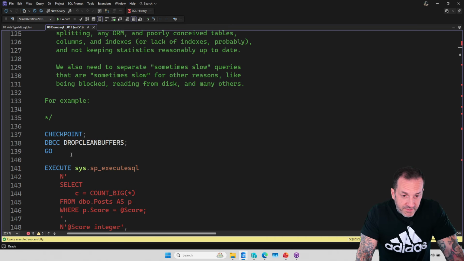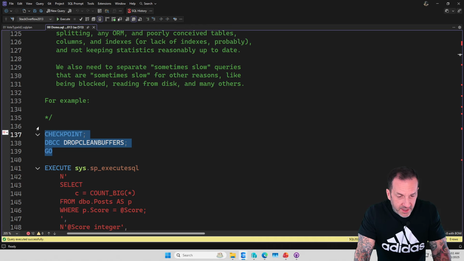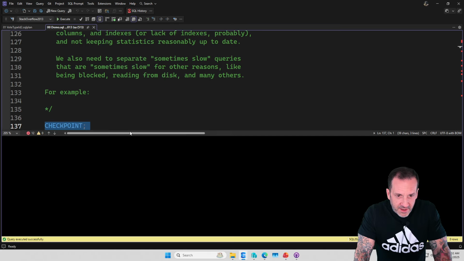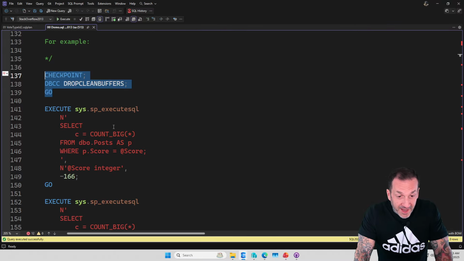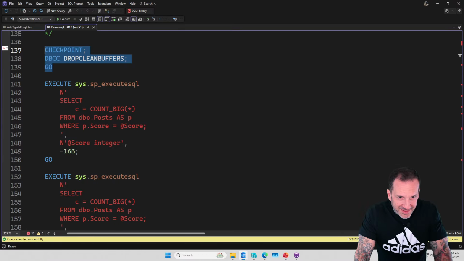So just for example, if we run a checkpoint and a drop clean buffers here, and oh, I must have had a big buffer pool on that one. Sometimes you might run into a situation. Make sure query plans are turned on here.